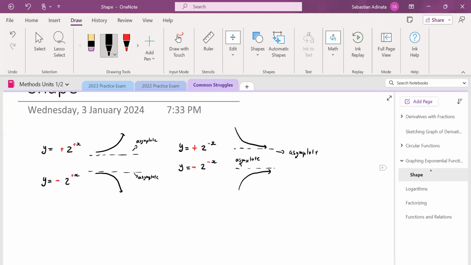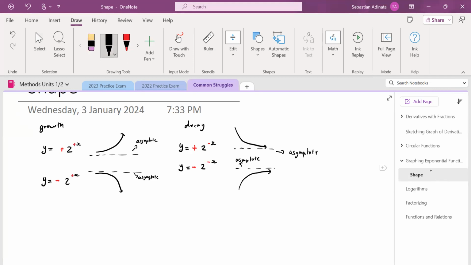Now, you can add your axis intercepts later on, but this is the general shape, and there'll always be a horizontal asymptote. Now, if it's a negative, it'll look like this. It'll start off next to the asymptote, and then it will drastically change. Next is if the 2 is still positive, but the negative is on the x. We call this growth, we call this decay, and decay is these negatives and growth is these positives.